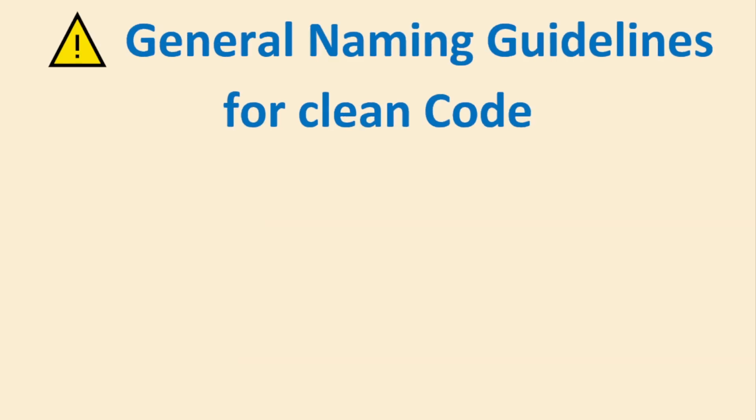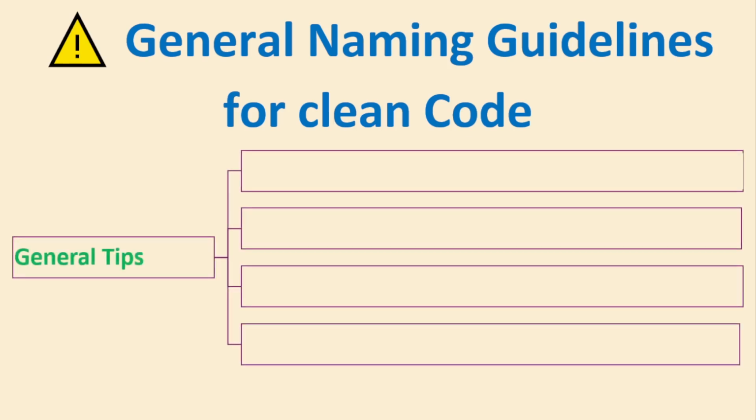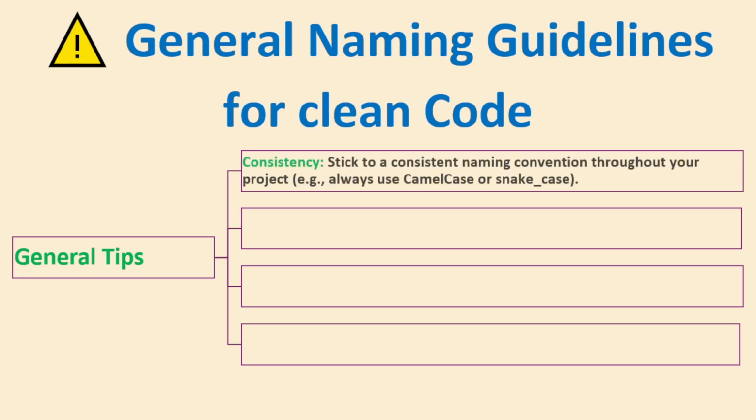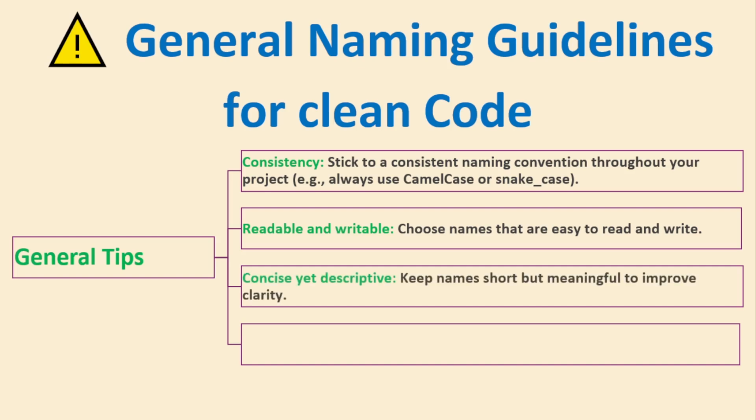Beyond variables and macros, maintaining consistency in your naming style is crucial. Whether you prefer camelCase or snake_case, stick with one convention throughout your projects. Choose names that are easy to read and write, keeping them concise yet descriptive. Overly long names can make your code harder to scan. Finally, consider maintainability.